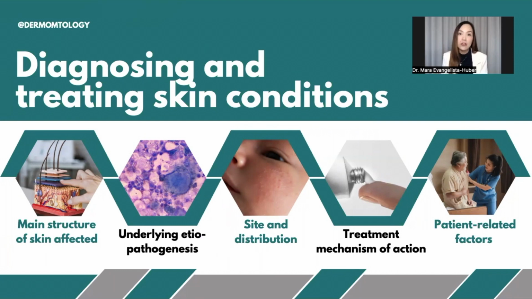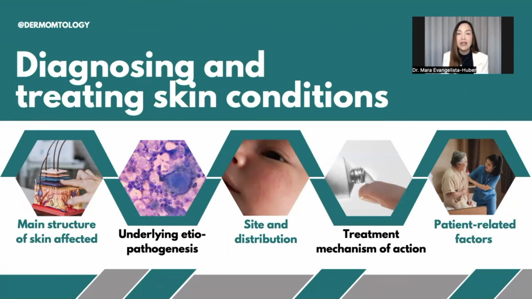What is the main structure of the skin affected? Is it the epidermis? Is it the stratum corneum? Is it the dermis? Is it both? I also want to understand the underlying etiopathogenesis. How did the disease evolve? Is this mainly because of an infectious agent? Is this an inflammatory condition? Is it a neoplastic condition?